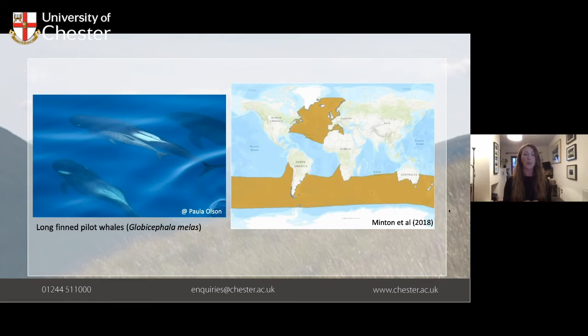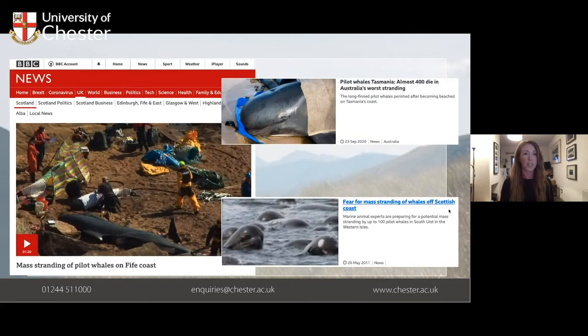Finally, to give you an example of some of the marine work that we're also doing, this is the long-finned pilot whale. It exists in the northern and the southern hemisphere through two subspecies. Within the northern hemisphere, you can see it is mostly around the North Atlantic. Now, you may be familiar with this species because it is the species that most commonly mass strands. So when you see those news articles talking about mass strandings of whales around the UK and Ireland, it is usually long-finned pilot whales. And these can actually result in a lot of deaths.